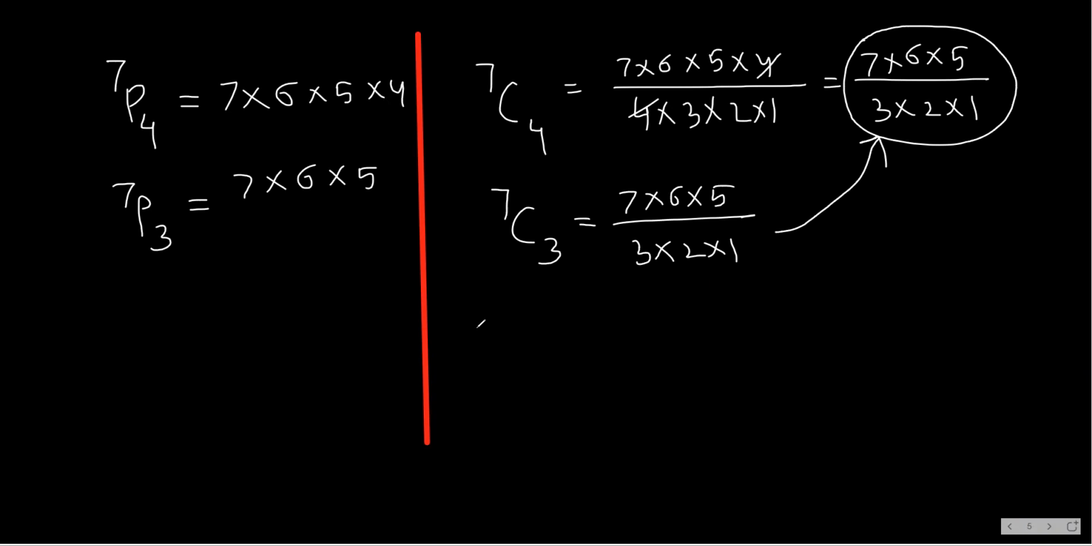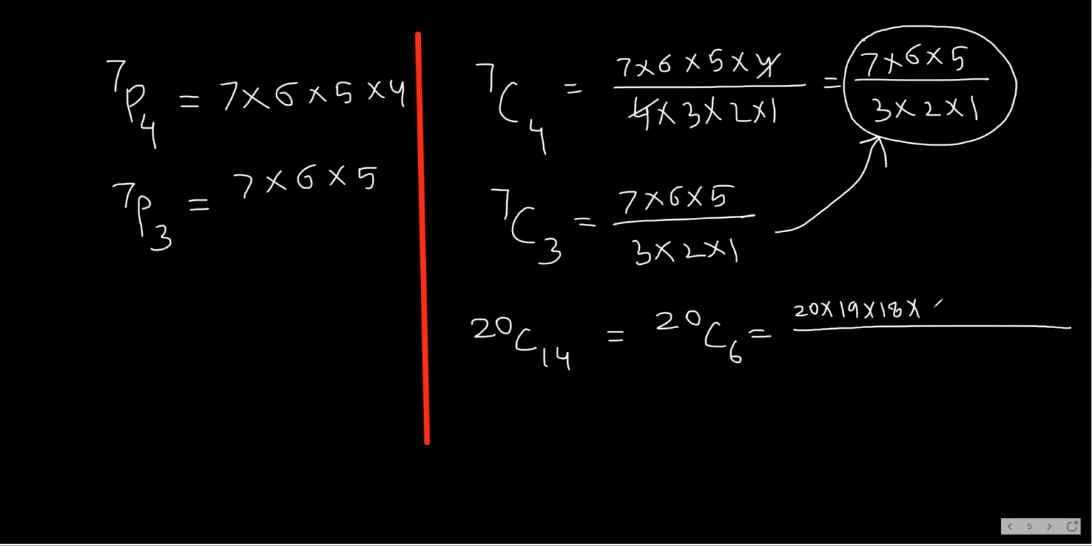So remember, students, if you have 20C14, never go for 20C14. What you will do is write 20C6, since 20 minus 14 is 6. Yes, 20C6. And then you will write 20 into 19 into 18 into 17 into 16 into 15. You see this? 6 numbers you have written. Divide by 6 into 5 into 4 into 3 into 2 into 1.